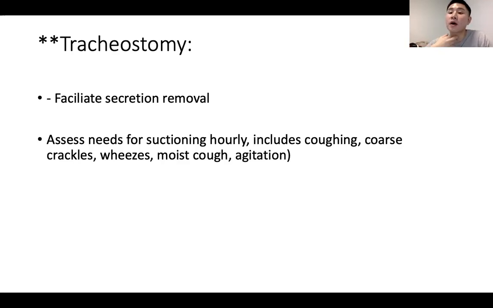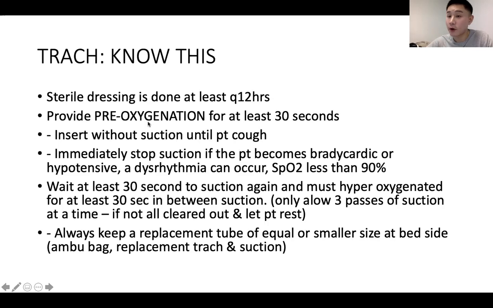It's making an incision in the patient's airway because the airway is blocked. We make the incision through the airway, and we use a tool to remove all of the mucus inside the patient's airway, the thing that is obstructing the airway. We assess the needs for suctioning hourly, which includes coughing, coarse crackles, wheezes, moist cough, and agitation. So know this. This is what I have in my notes before and after my exam. I think these are important to know about trach, okay?